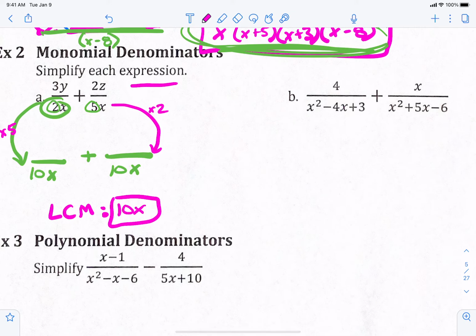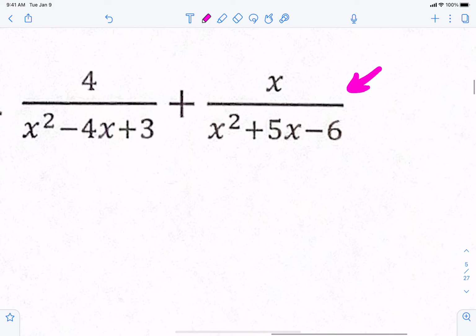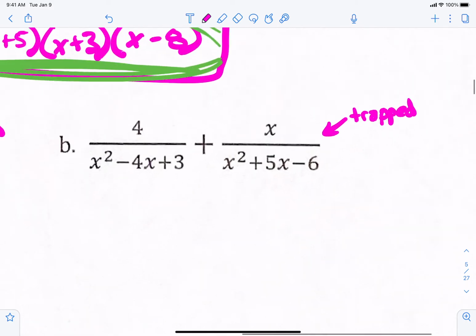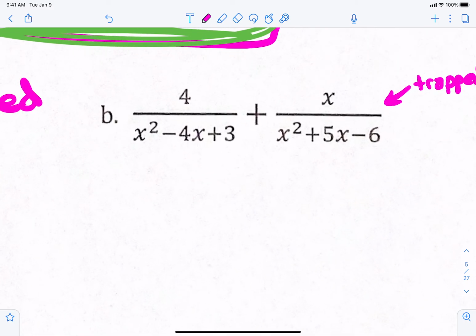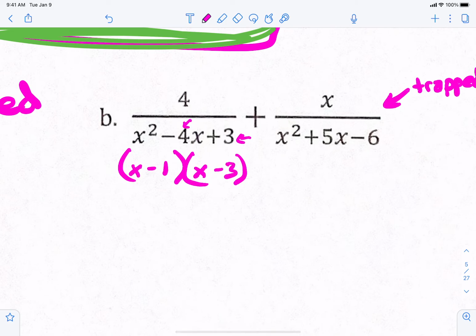Okay? Now, this guy, you've already done it? That's fine. This guy is trapped or not trapped? Not trapped. Okay? Now, with the trapped ones, that's what part B looks like. This guy is trapped. What strategy do we do when we're trapped? We have to break him down. Yeah. So, this guy is a trinomial. What do you multiply to get 3, but when you add them, give you negative 4? -1 and -3. X minus 1, X minus 3. That's what that is. Okay?